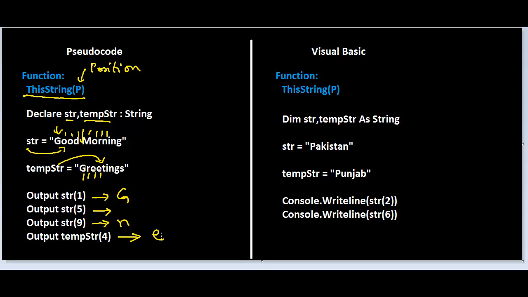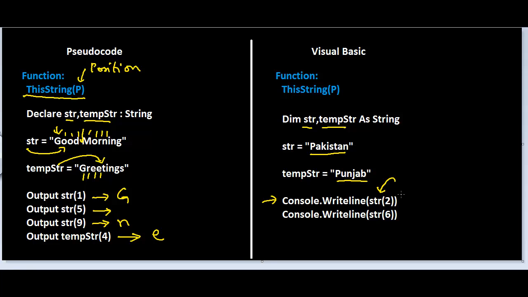Okay, let's take a look to the right hand side where we've written the same code in Visual Basic. Here also we have two strings, str and temp str. Str has been assigned the value Pakistan, and temp str has been assigned the value Punjab. Now when we work with Visual Basic, instead of output we use the Console.WriteLine statement, and as we can see here, what we're trying to extract is character number 2 from the string str.